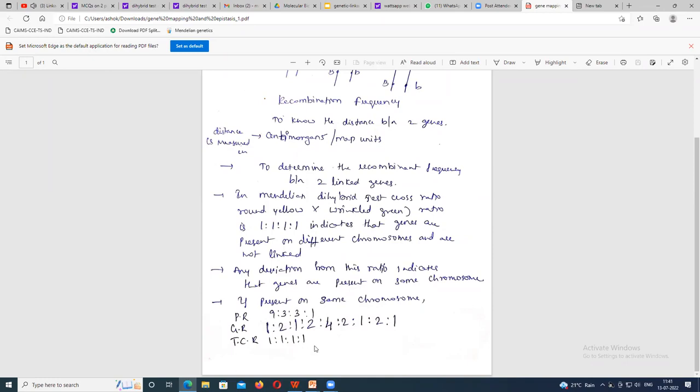Test cross ratio: test cross means always the cross between the hybrid progeny and the recessive parent. Or if you are making a cross between the progeny and any of the parents, that is called a back cross. If you are making a cross between progeny and the recessive parent, that is a test cross.